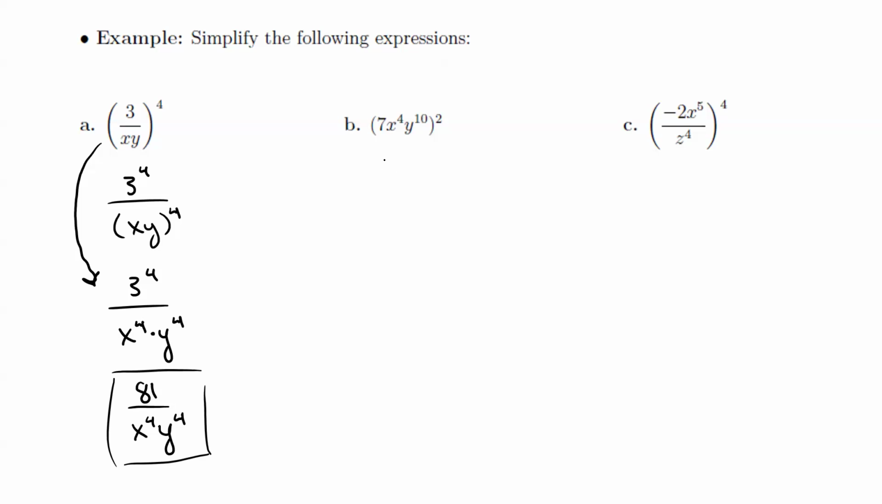All right, part B. Here's one where I'm multiplying more than two things, but as we saw earlier, that's okay. The rule where I can take each factor raised to that shared power applies if there's more than two as well. So 7 to the second is 49.